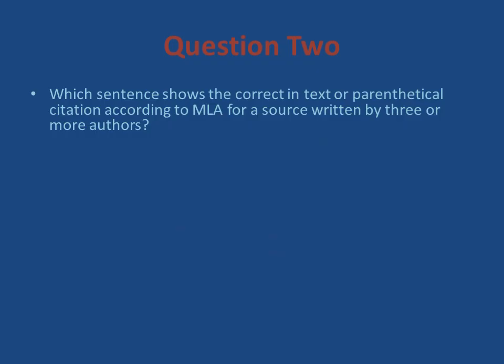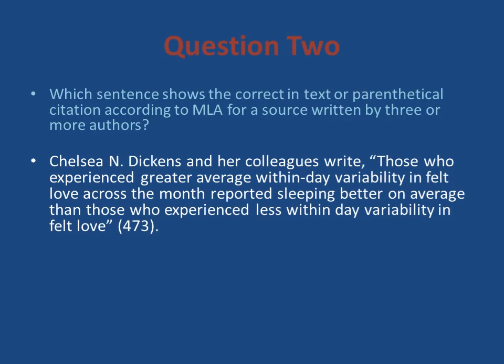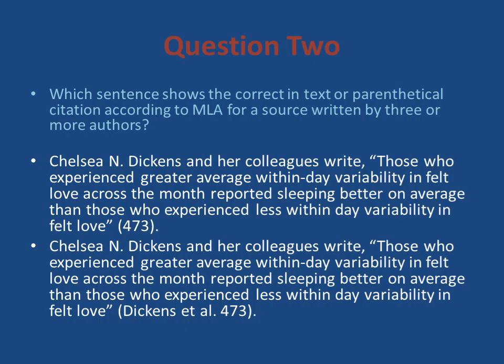For question 2, which sentence shows the correct in-text or parenthetical citation according to MLA for a source written by 3 or more authors? Here's the first choice. Here is the second choice. Which one do you think is the correct one?